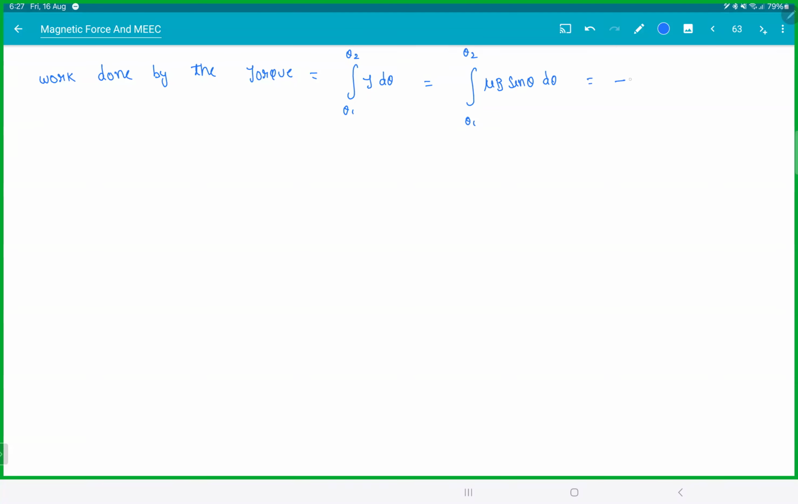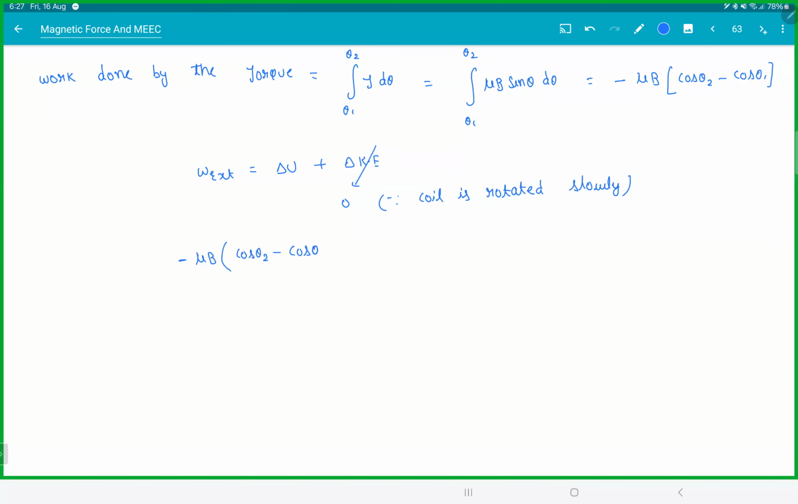Integral of sine theta gives you minus cos theta. That will be minus mu B, cos theta 2 minus cos theta 1. Since we're rotating the coil slowly, the net work done by the external force would be this. If you rotate that coil slowly from theta 1 to theta 2, all the energy must have gone to potential energy. This would be minus mu B. We have done the same thing in the dipole.